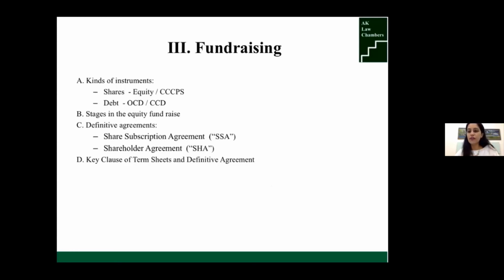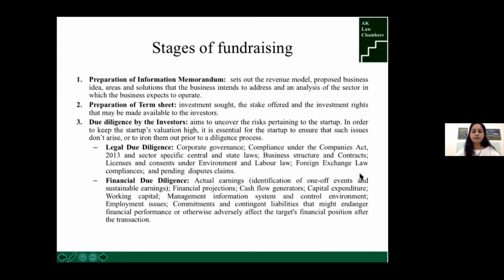So you can offer instruments like OCD, optionally convertible debentures, and CCD, compulsorily convertible debentures. CCD is where over a period of time, the debt is there, there's interest running, and on that amount, it converts into equity. When you say convertible, it converts into equity. Then what are the different stages in equity fundraise? What are the documents and what are the key clauses, right?